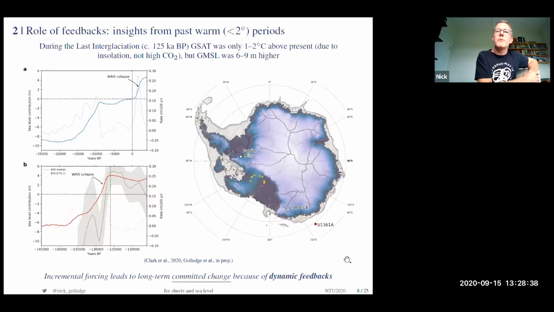Now, of course, paleo can give us an insight into this, at least in one respect. When we look back at the last time that global mean temperatures were 1 or 2 degrees above present, that was about 125,000 years ago, the last interglaciation. And the world was quite different then. Sea levels were 6 to 9 meters higher than present. We think we lost quite a large chunk of West Antarctica. We lost part of the Greenland ice sheet. Glaciers around the world melted. The ocean expanded because of the heat. It was a very different world.